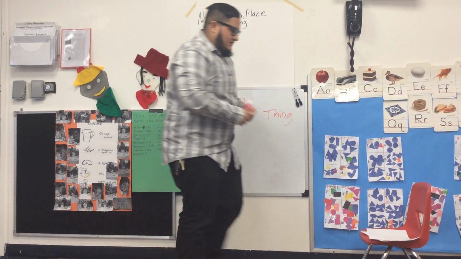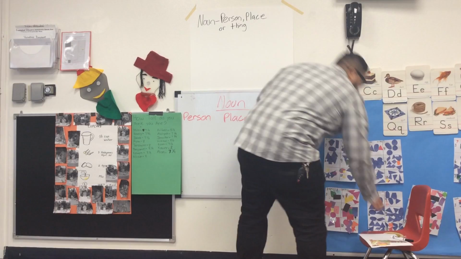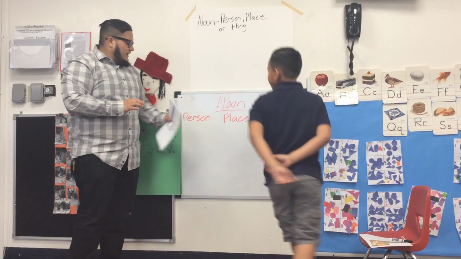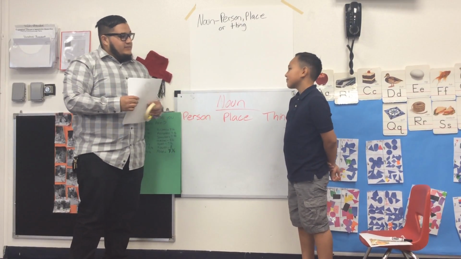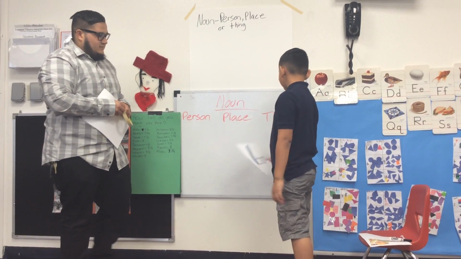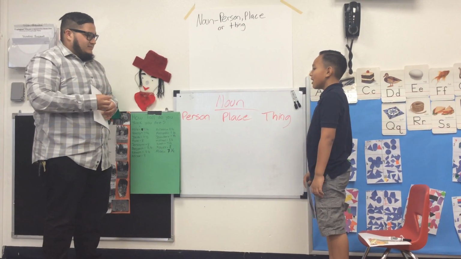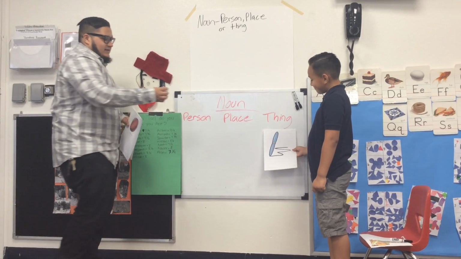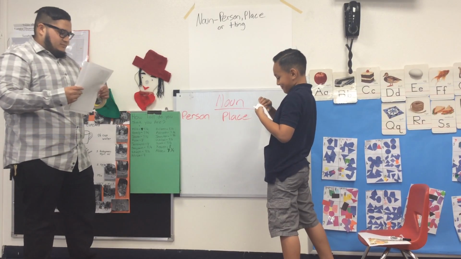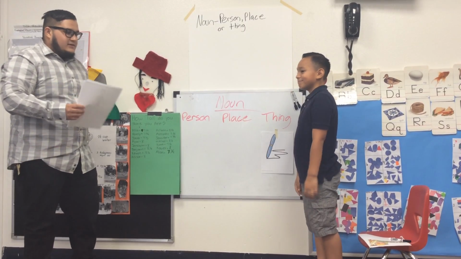Ezekiel, come on up. Leave your clipboard right there. I'm going to give you a picture, and I want you to categorize it under person, place, or thing, okay? What do you have in your hand? A pen. And what is a pen? A pen is a thing. Good. Can you please tape that onto the board? Good. Thank you. You can have a seat.